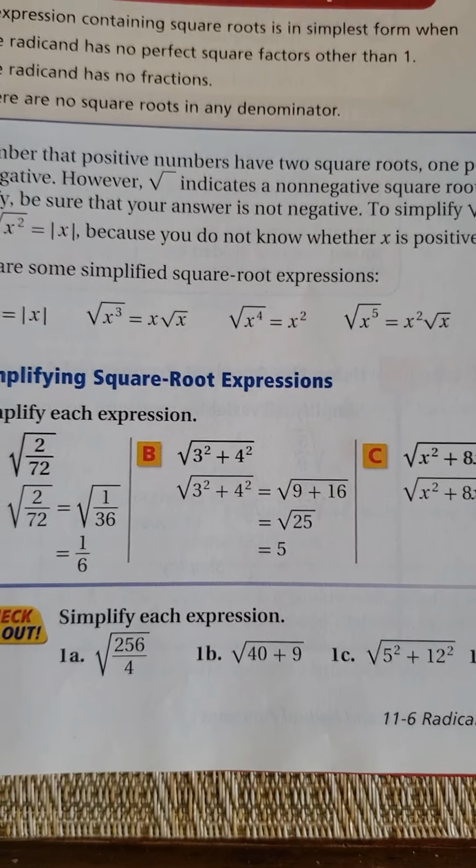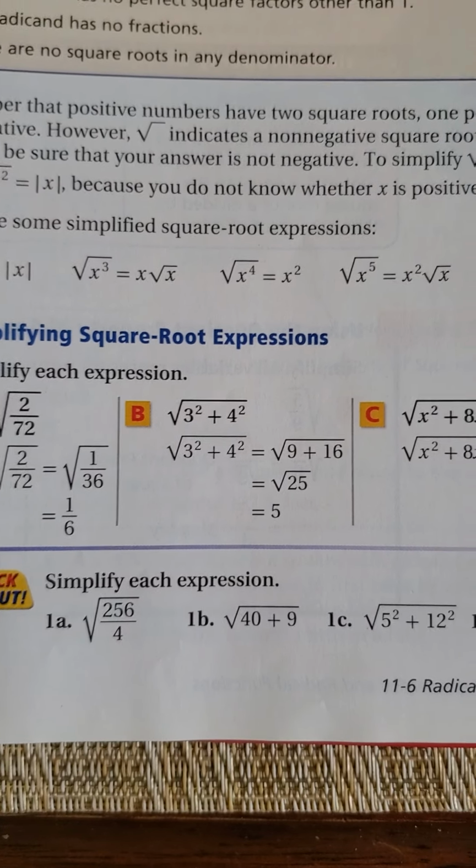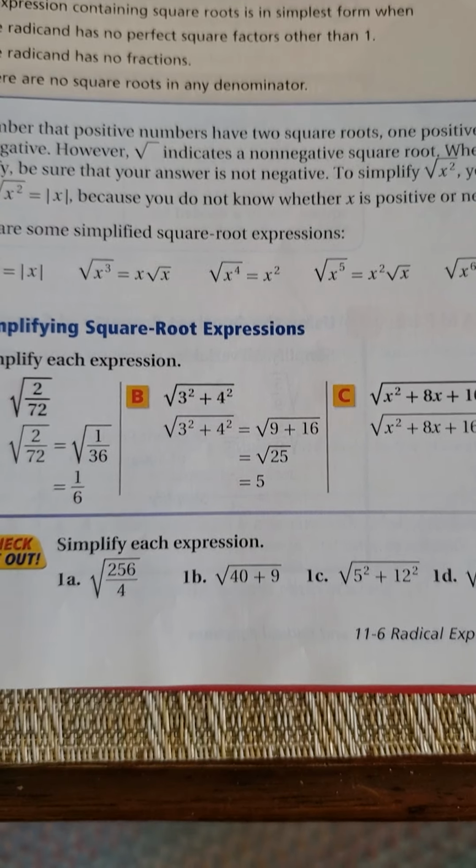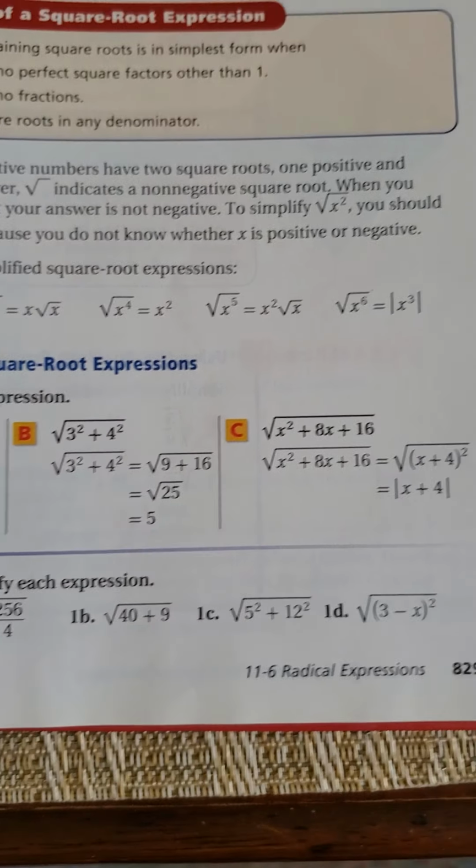Next, we've got something being added underneath our square root. Well, you can add 3 squared plus 4 squared, 9 plus 16, which is 25. And the square root of 25 becomes 5.